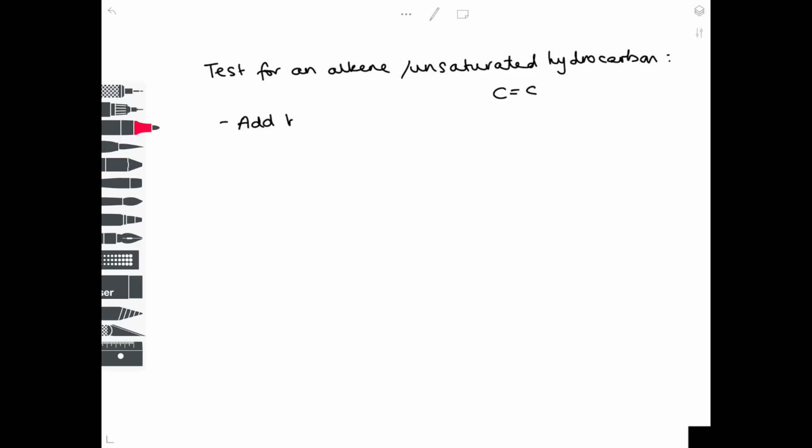Let's touch on a few reactions that you need to be aware of. I could ask you what is the test for an alkene or an unsaturated hydrocarbon? That's actually the same question. So effectively you're testing for the presence of the C=C double bond. What you'd write as your answer is that you add bromine water, and in terms of your observations, what you would see is that it would go from orange to colourless.